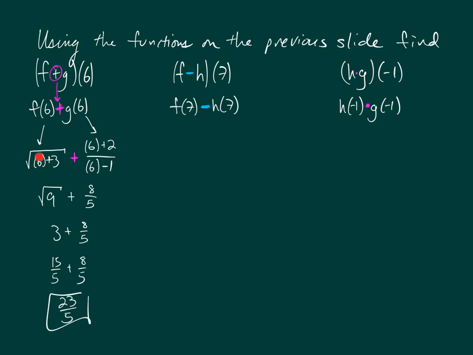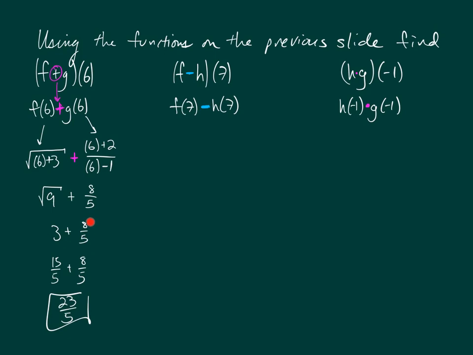And so from the previous slide, f of x is the square root of x plus 3, so you just substitute 6 in for the x. 6 plus 3 is 9, the square root of 9 is 3, and we'll get to what's going on down here in a second. G of 6 is x plus 2 over x minus 1, so the 6's get substituted in for x. 6 plus 2 is 8, 6 minus 1 is 5, 8 over 5.